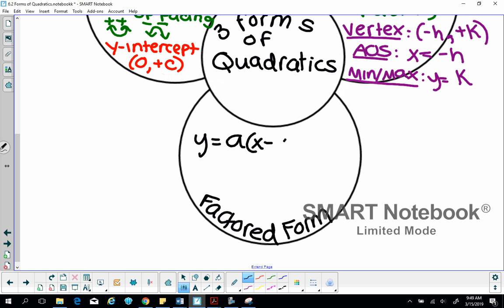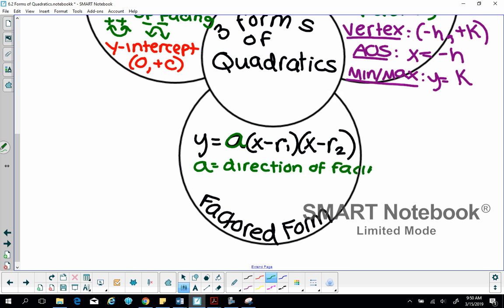So it's x minus r1 and x minus r2. Your a is still the same, so your a is your direction of facing. Just like the parentheses were opposite in vertex form, the parentheses are opposite in here too.